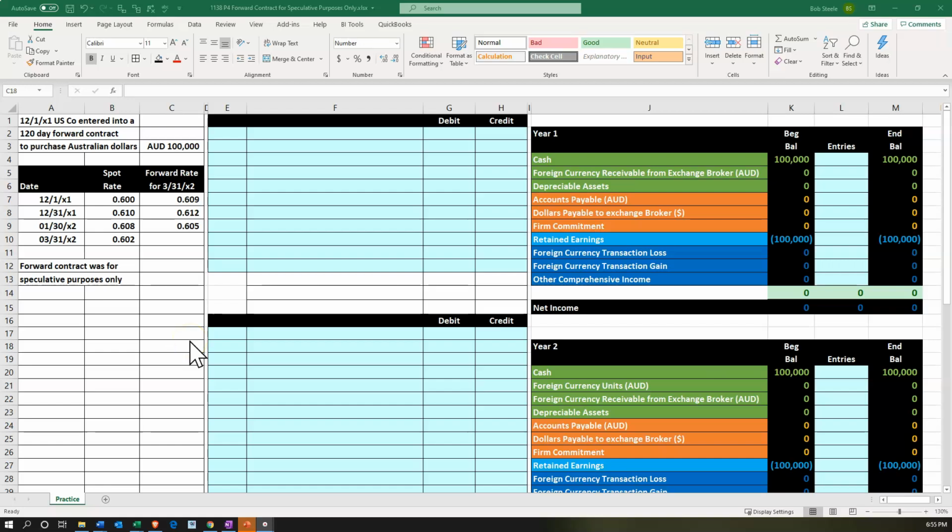Here we are in Excel. We have our information on the left-hand side. We're going to enter that into the blue area on the right-hand side, including our journal entries and then our trial balances and our trial balance worksheet for year 1 and year 2.